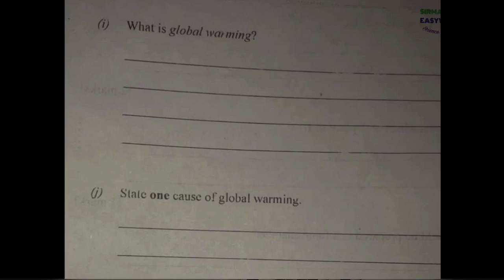Okay, number 4, continuation. Over here, this one says, what is global warming? Global warming, funny enough, maybe warming of the globe. Global warming is just a prolonged rise in temperature. It has to be sustained. Prolonged rise in the average temperature of the Earth.